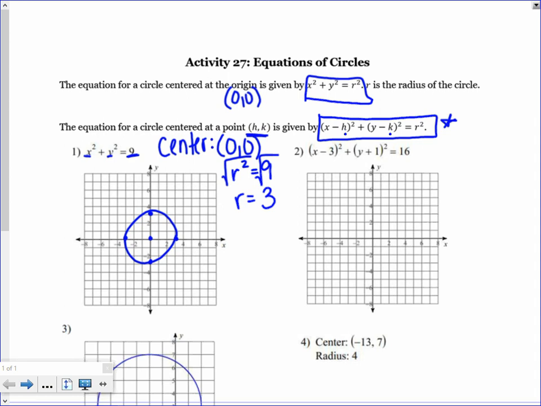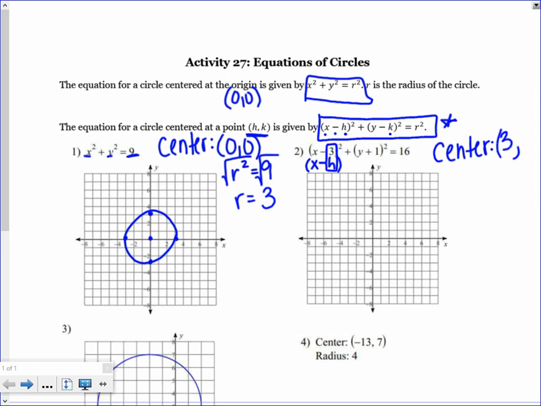So now looking at number 2. (x minus 3) squared plus (y plus 1) squared equals 16. The first thing we need to do is to locate the center. So we have x minus 3. Our formula is x minus h. So we have x minus h, x minus 3. Our h is a 3.